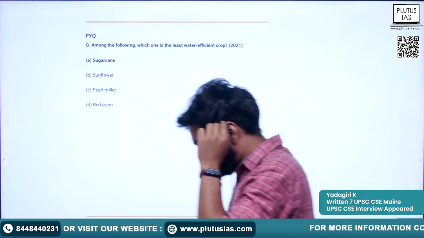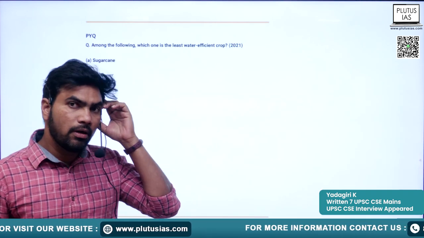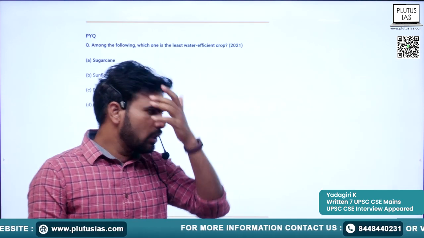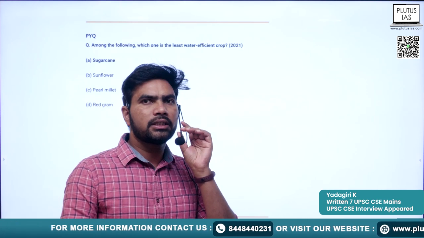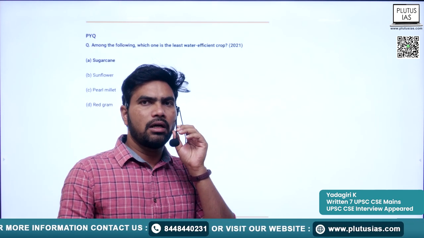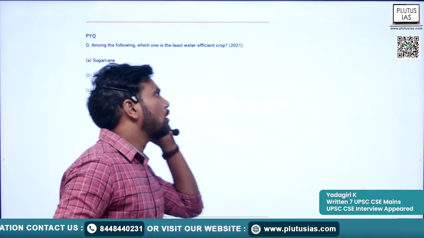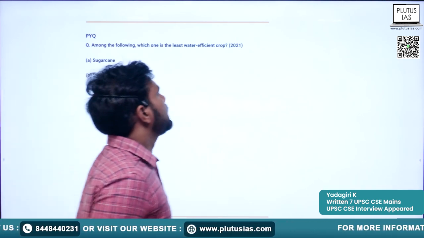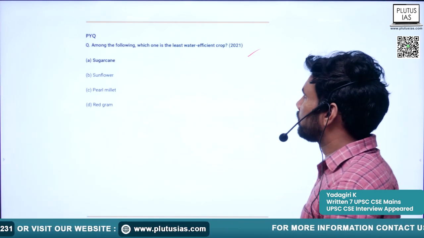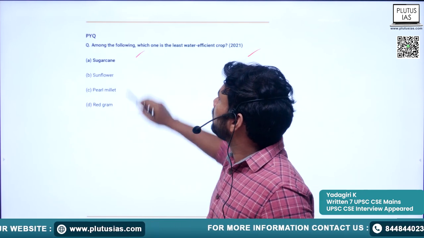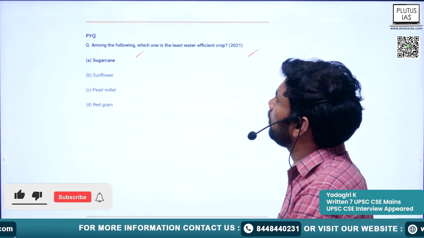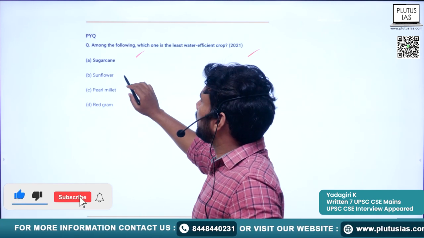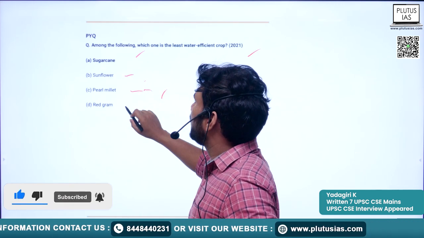So this is about the different types of crops that are predominantly grown in India. They are very, very important. Try to focus on them. Right. Now we will see some of the previous questions that have been asked from this topic. First question, asked in 2021: among the following, which is the least water efficient crop? The options are sugarcane, sunflower, pearl millet, red gram.